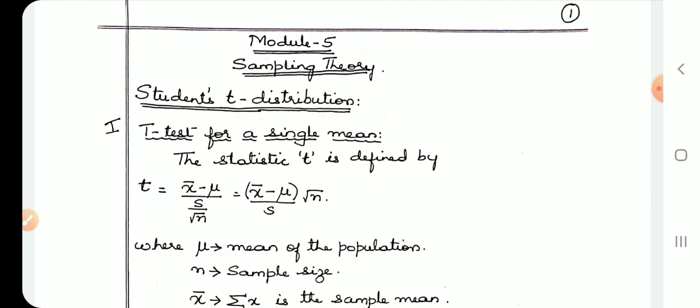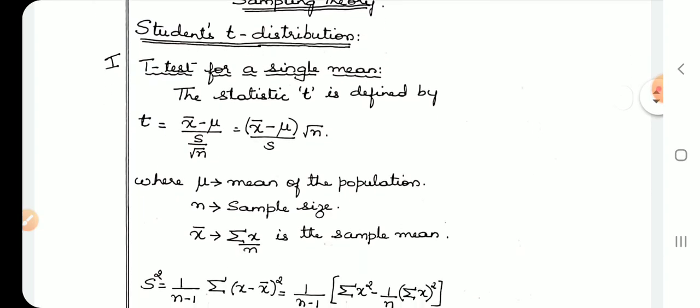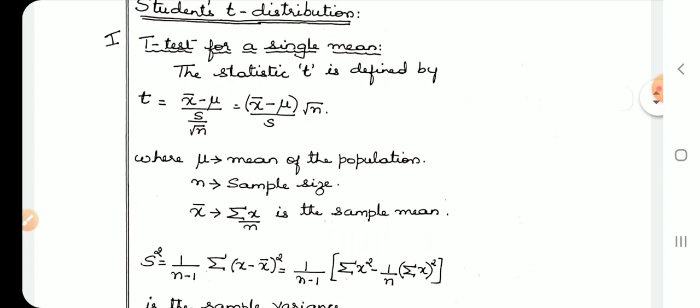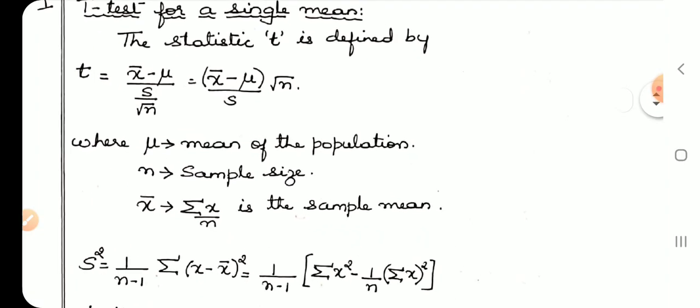The statistic T is defined by T is equal to x bar minus mu divided by S divided by square root of n. When I simplify this, square root of n goes above and it becomes x bar minus mu by S into square root of n, where mu is the mean of the population. Understand the notations properly here.